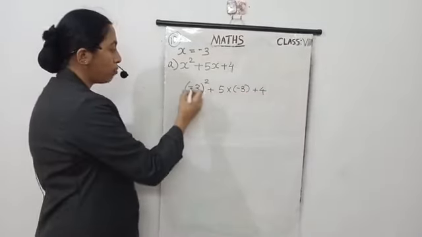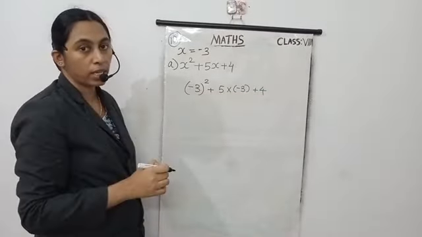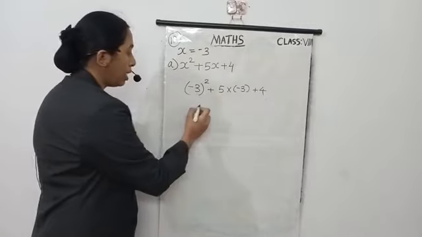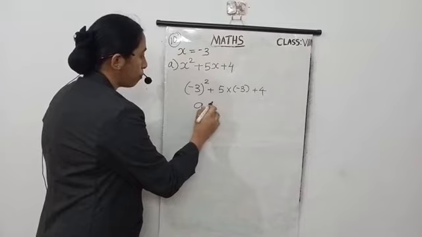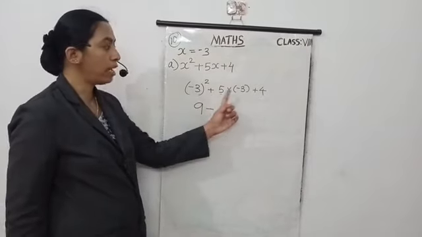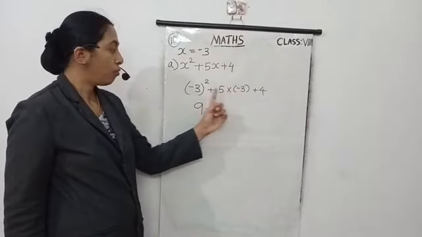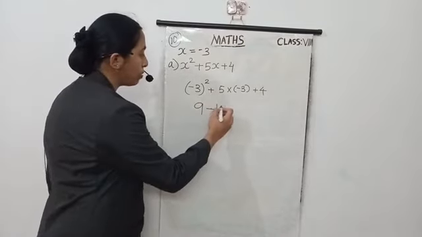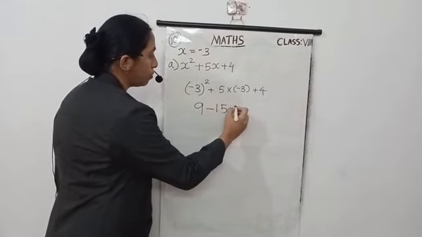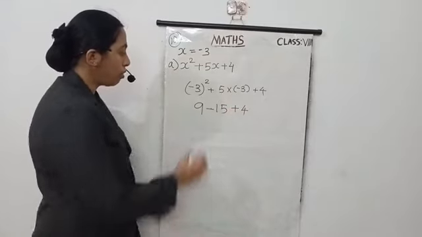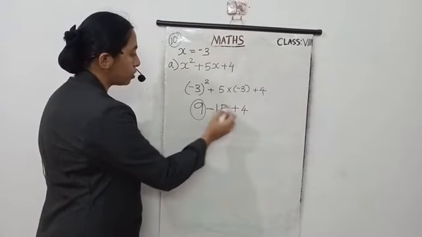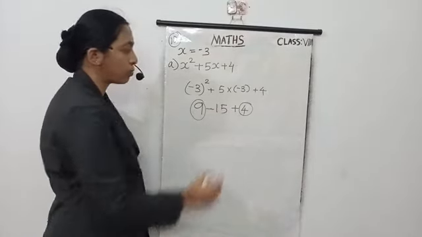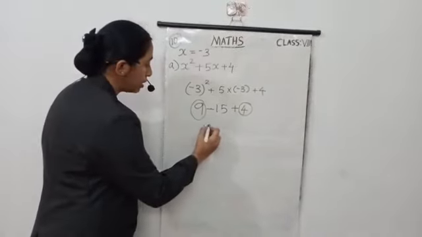So in place of x, minus 3 whole square plus 5 into minus 3 plus 4. Okay. Now minus 3 square is minus 3 into minus 3. Minus into minus plus, 3 into 3, 9. So 9, then 5 into minus 3. Plus into minus, minus. 5 into 3, 15. So 9 minus 15 plus 4. Now this 9 is positive and this number is positive, so add 9 plus 4. 9 plus 4 is 13.